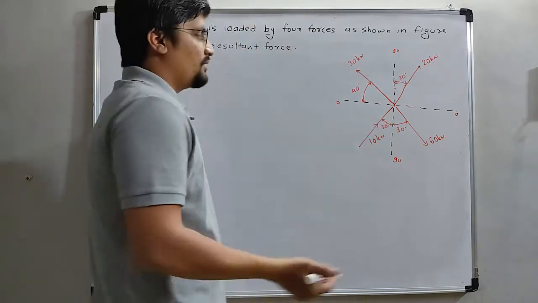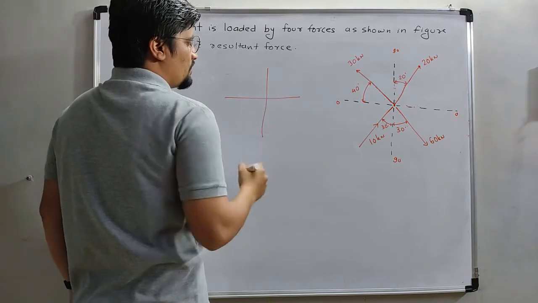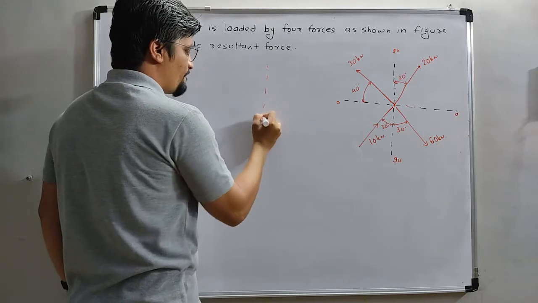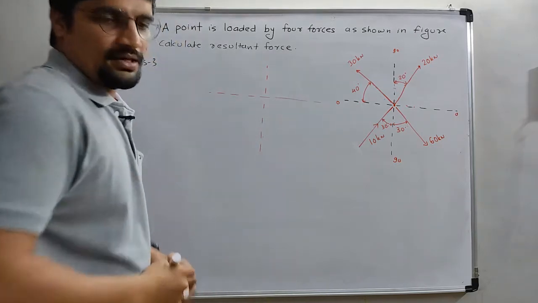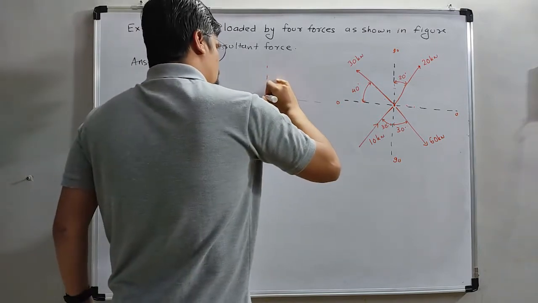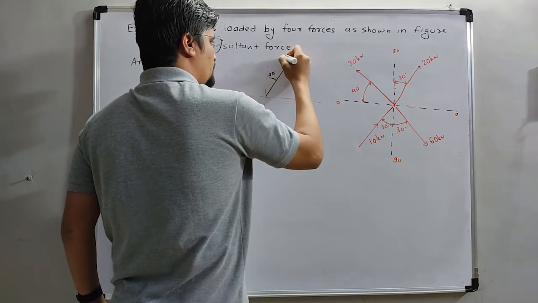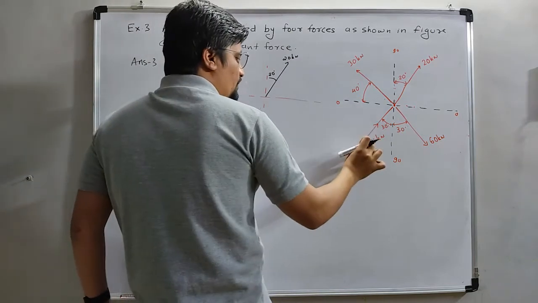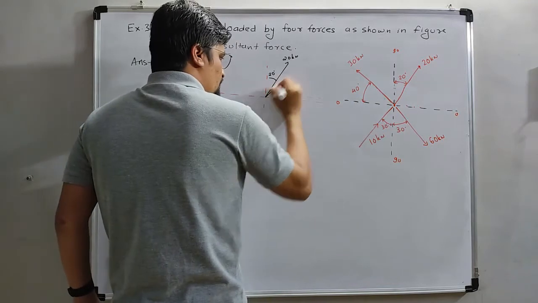Let's update the figure. I will draw one y-axis and one x-axis. The updated figure will look like this: this is 20 kilonewton, which makes a 20 degree angle, and from this compressive zone I will move this arrow forward to here. So the arrow will go here.